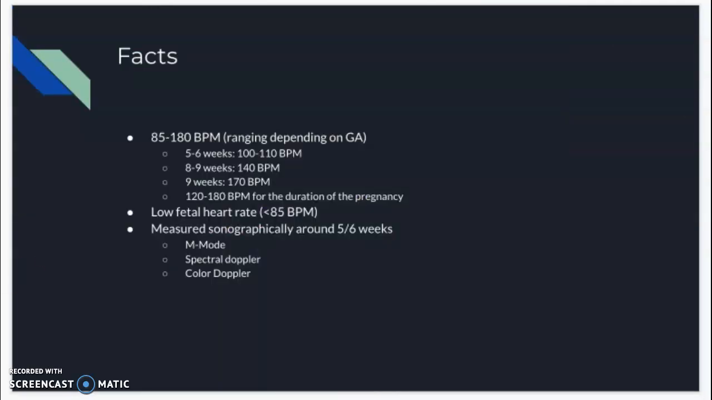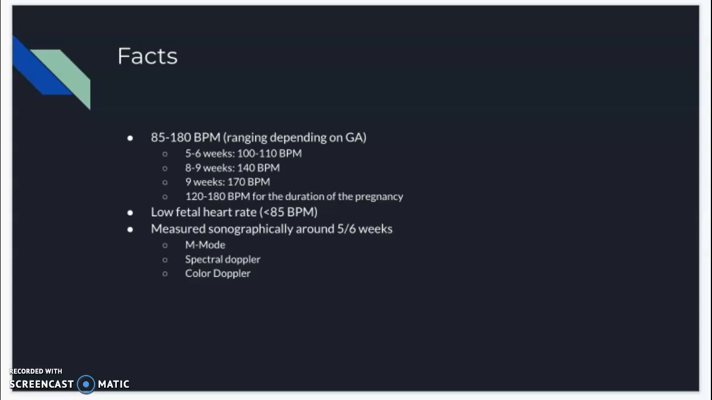So here's just some facts about fetal heart rate. Ranges from 85 to 180 beats per minute, and that's all depending on gestational age. As you can see here below, I broke it down for you for how many weeks gestation and what kind of heart rate you should be able to see.